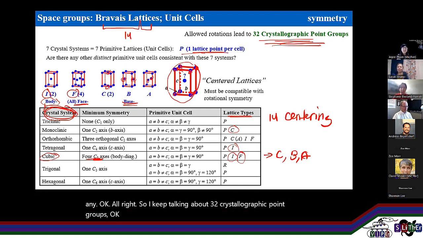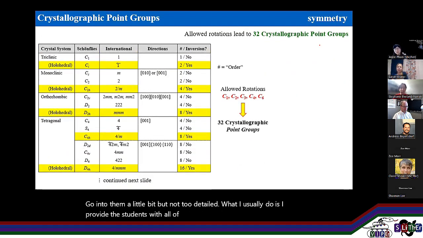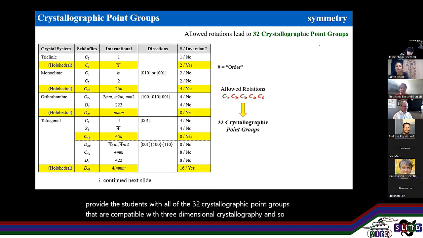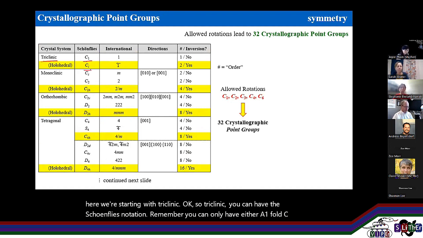So I'm going to go into them a little bit, but not too detailed. What I usually do is I provide the students with all of the 32 crystallographic point groups that are compatible with three-dimensional crystallography. And so here we're starting with triclinic. Okay, so triclinic, you can have the Schoenflies notation. Remember, you can only have either a one-fold C1 rotation or the inversion.